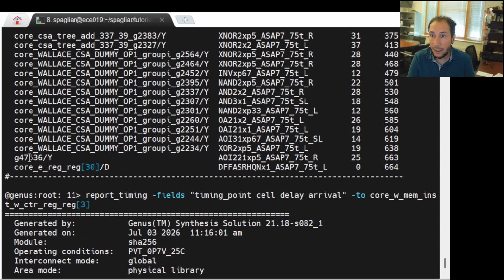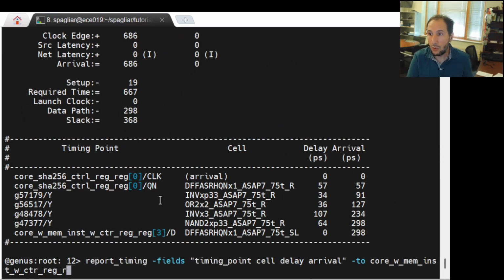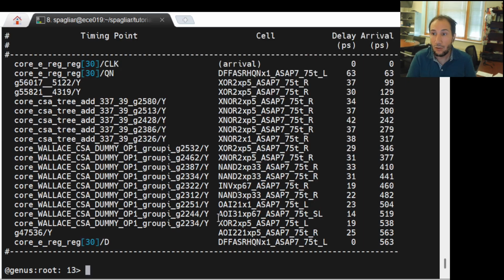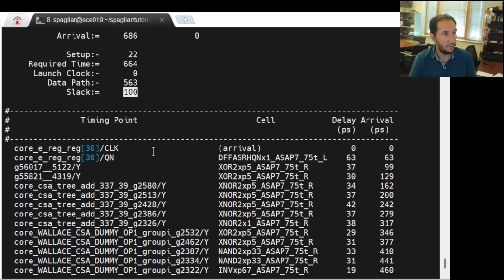Now let's go back here and let's copy the name of this flip-flop. This is where our critical path ends. We're gonna see what is on the right of this path. So we're gonna do the from option in the report timing. So we're looking for a path that actually starts there. This is what we get. So this is a reg to reg path, and we see that there is a slack of 100 picoseconds.